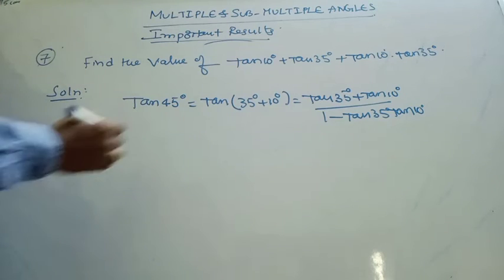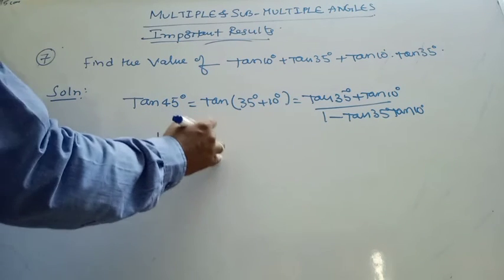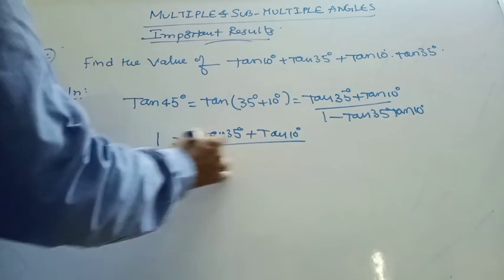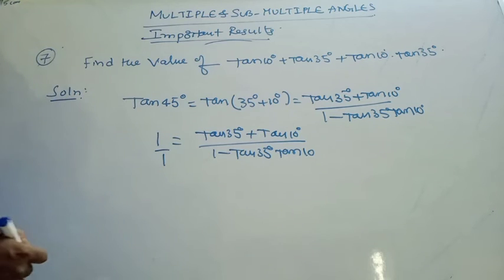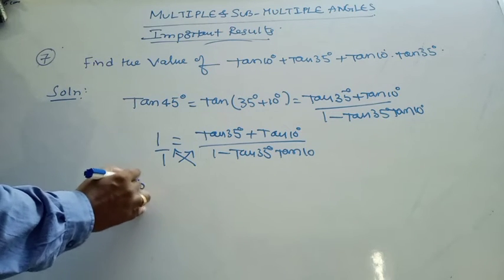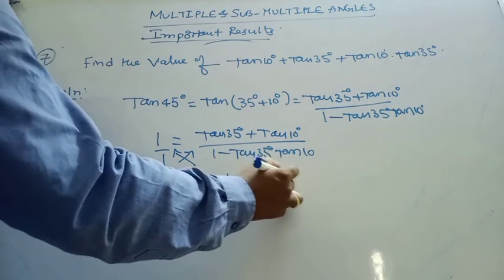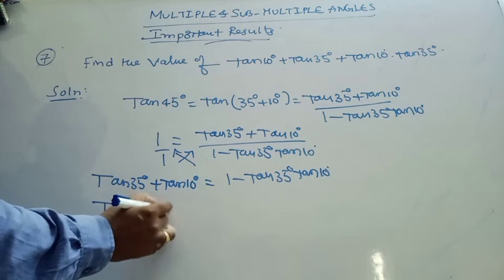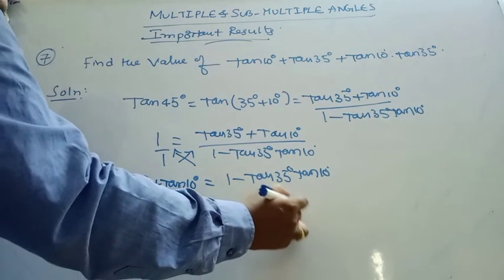And you know that the tan 45 degrees value is equal to 1. Once tan 45 degrees is equal to 1, we can write this as tan 35 plus tan 10 degrees divided by 1 minus tan 35 degrees into tan 10 degrees, right? You do the cross multiplication. Once we do the cross multiplication, we get tan 35 plus tan 10, or tan 10 plus tan 35, equal to 1 minus tan 35 into tan 10 degrees. Now from this, tan 35 plus tan 10 plus tan 35 into tan 10 degrees, if you bring this side, is equal to 1.